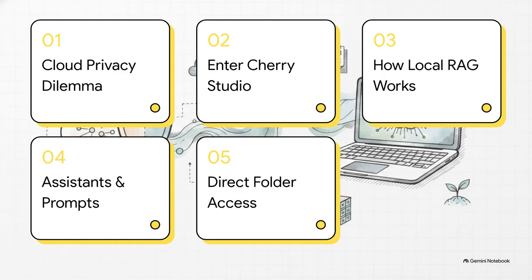Here's our roadmap for the Explainer today. First, the cloud privacy dilemma. Then we'll introduce Cherry Studio, look at how local RAG actually works, dive into assistants and reusable prompts, and finally wrap up with MCP Direct Folder Access.